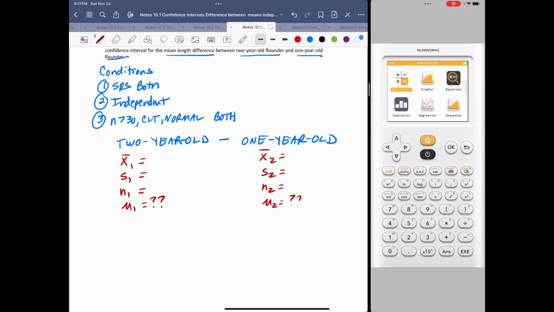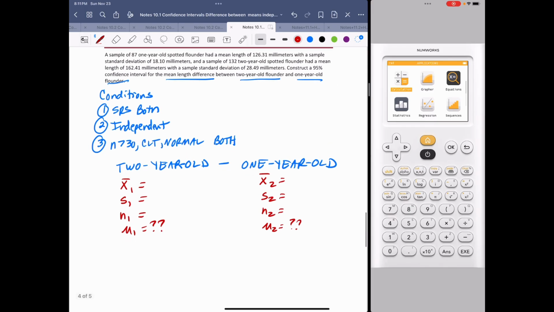All right, so if you look at the problem, I had 87 1-year-old flounder, had a mean length of 126.31, and the standard deviation was 18.10. I had 132 2-year-olds. Mean length was 162.41, and the standard deviation was 28.49.